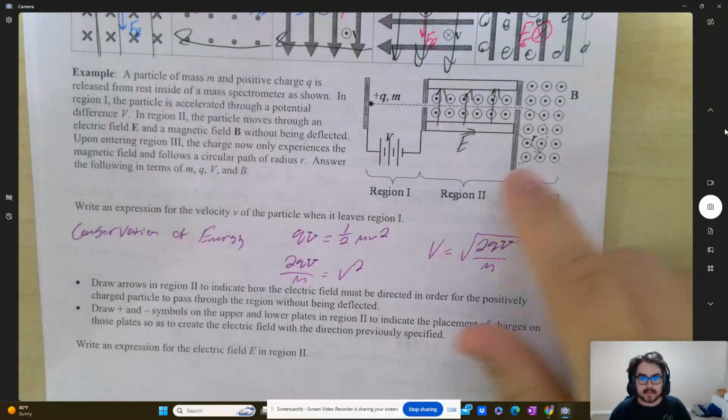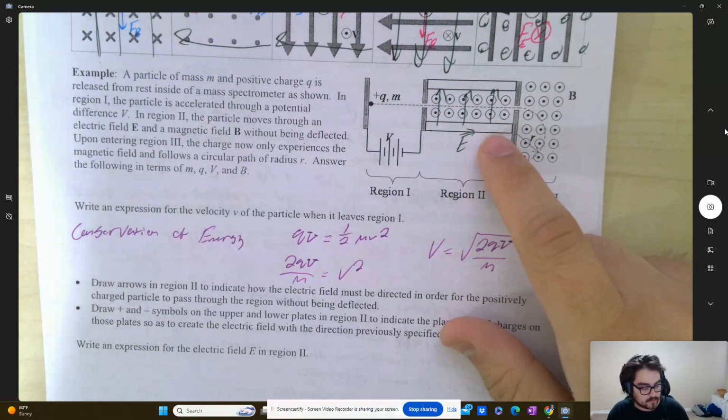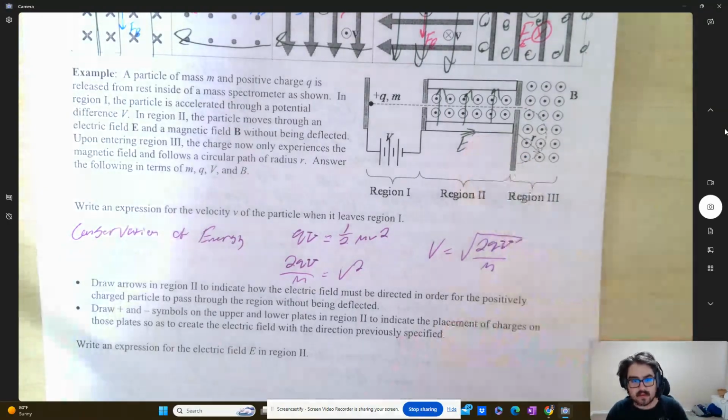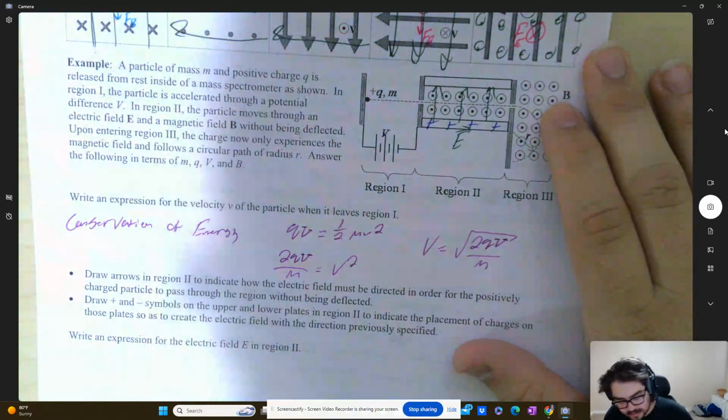And because of the direction of that, as we've just found, going from that, the potential starts at the positive plates and then ends at the negative.